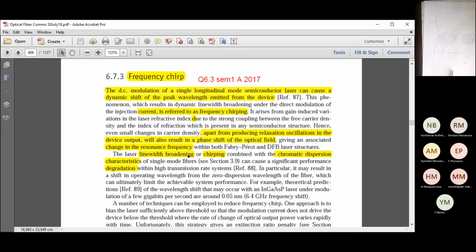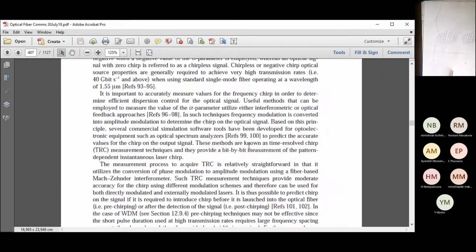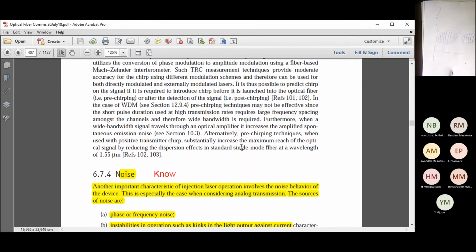Will you remember that? That's one of my favorite questions. What is chirping? Laser chirping. And you will not know what it is. But it's basically due to some effects. You can read this paragraph. And basically it is line with broadening inside the Fabry Perot cavity. You see there. I'll see if there's a picture here or what now.